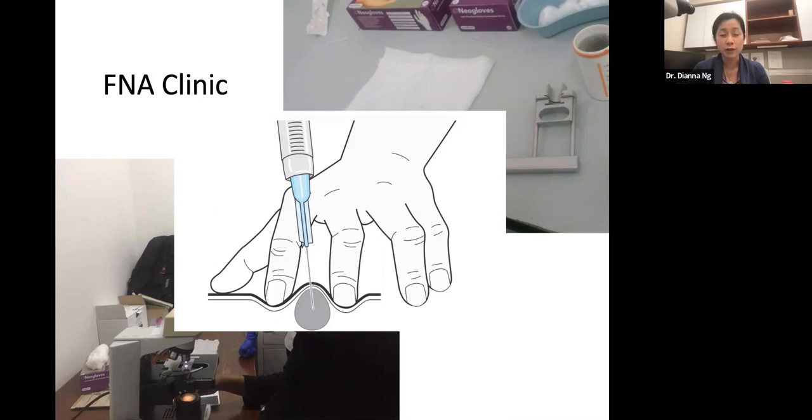I do have to say FNAs are very operator dependent, so you do need to have someone who's actually well trained in FNAs. It seems easy, but it's not quite as simple to really get an excellent sample.